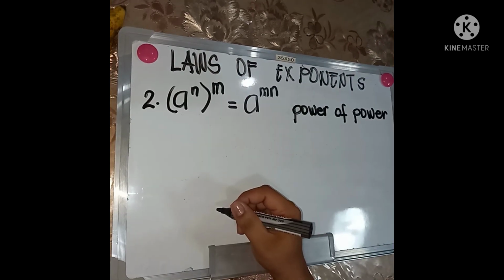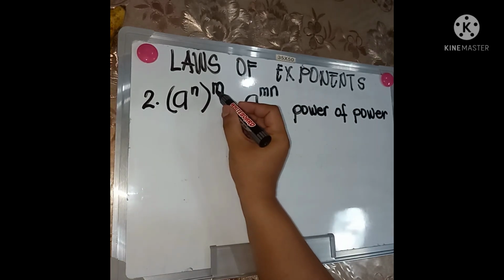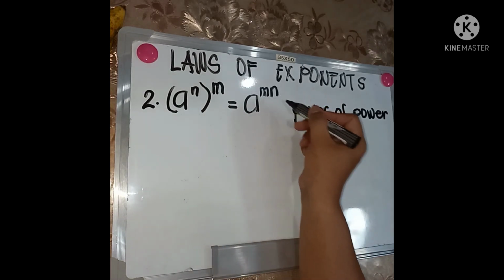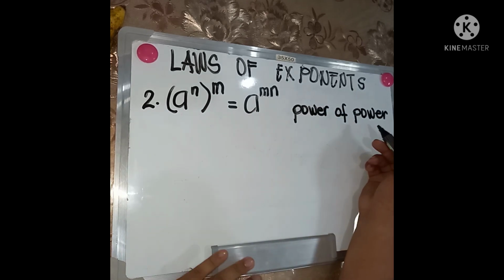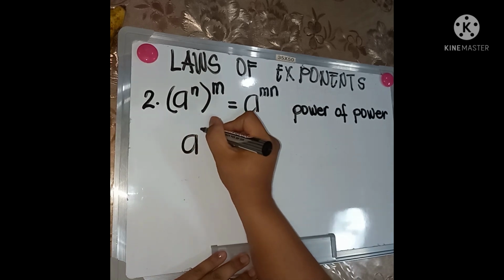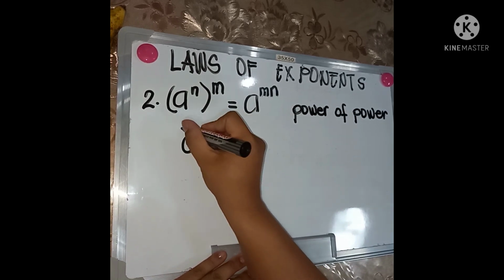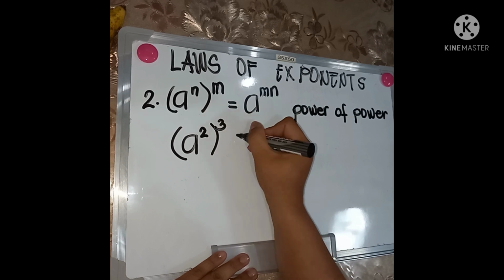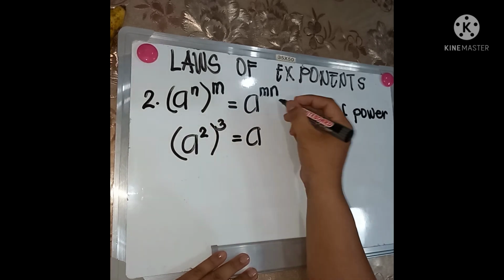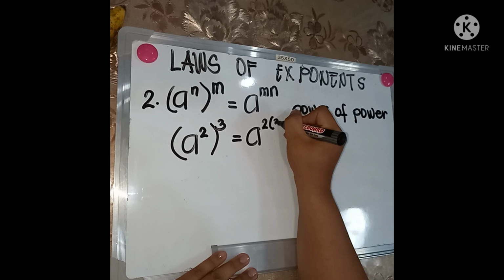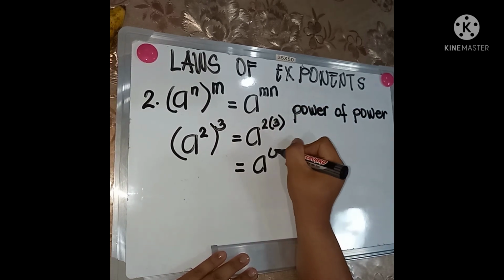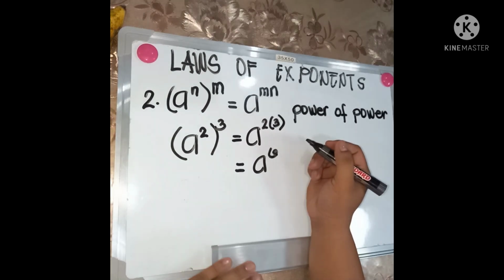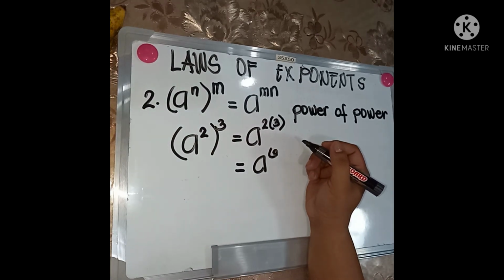The second law states that a to the power of n, quantity raised to the power of m, is equal to a to the power of n times m. That is considered to be the power of powers. Example, a squared quantity raised to the power of 3 is equal to a to the power of 2 times 3, that is a to the 6. So that's the second law of exponent.